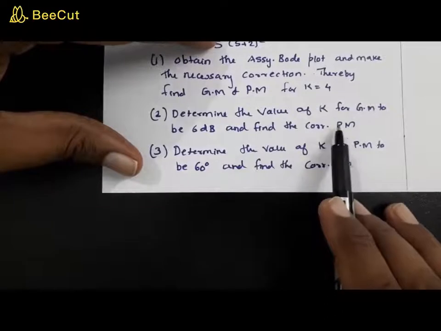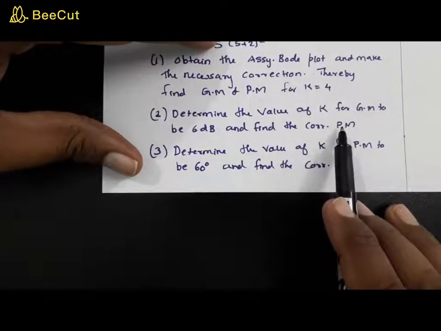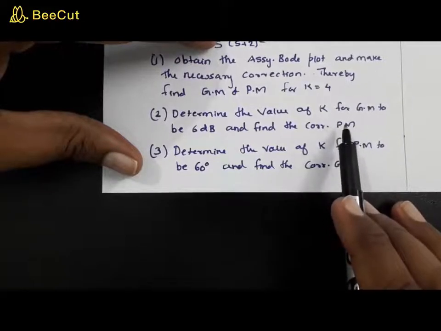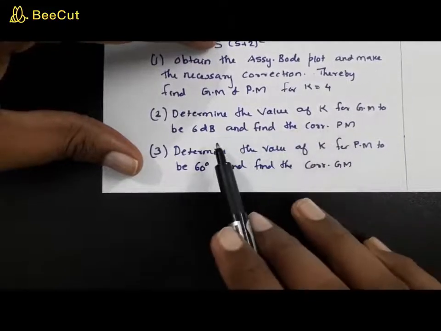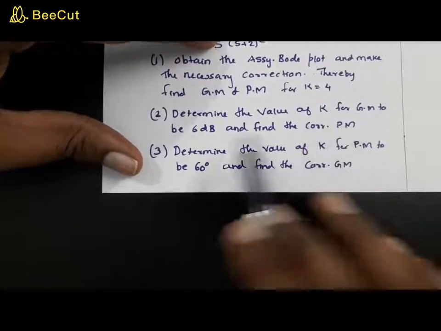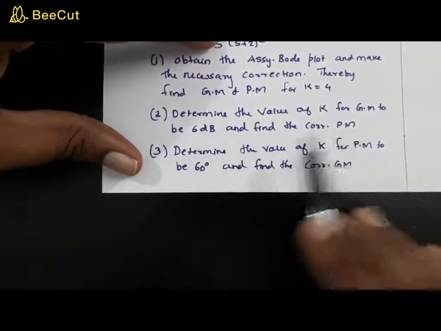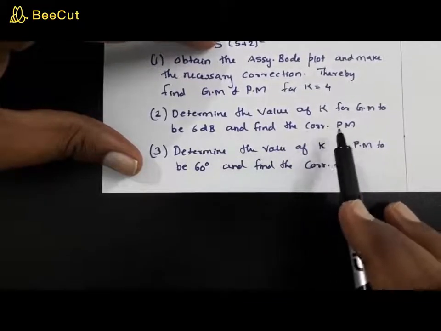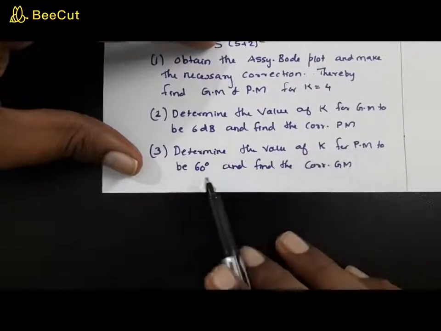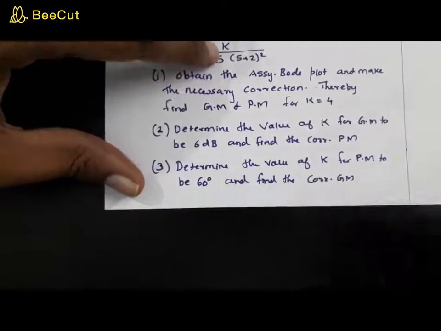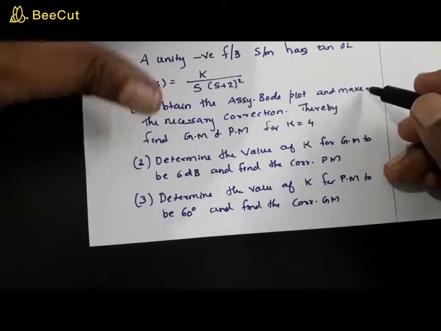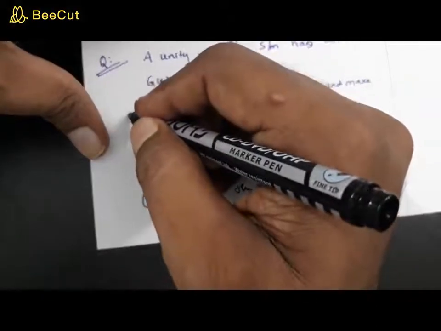So obviously the gain changes. Maybe the phase margin is not going to change anyway, but okay, we'll see that. This is going to change anyway because the gain crossover frequency will change, so the phase margin will change. And similarly, the third question is to determine the value of k for PM to be 60 degrees. That's another case. So let's not make things more complex. First of all, let us consider the first question.